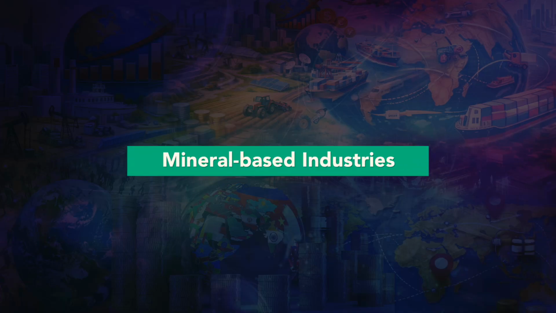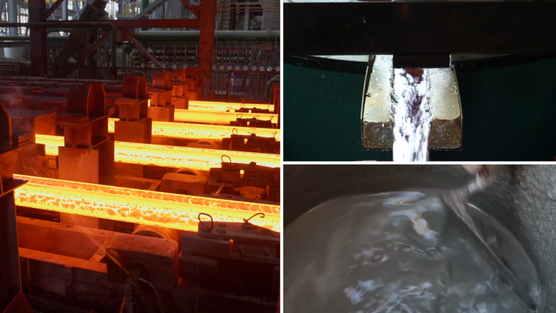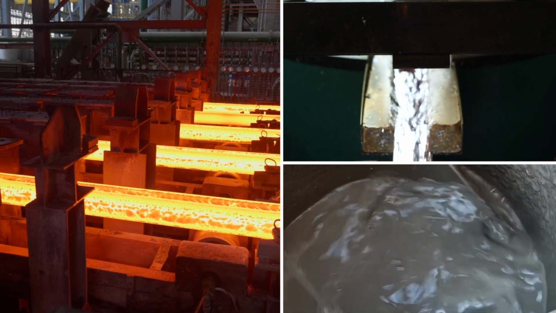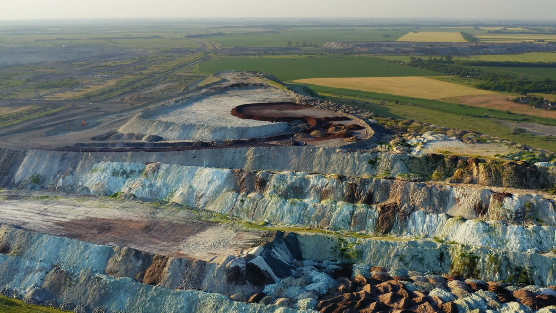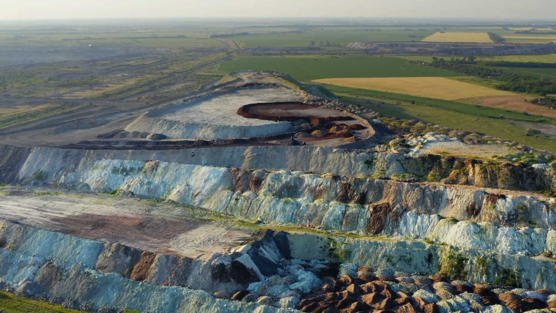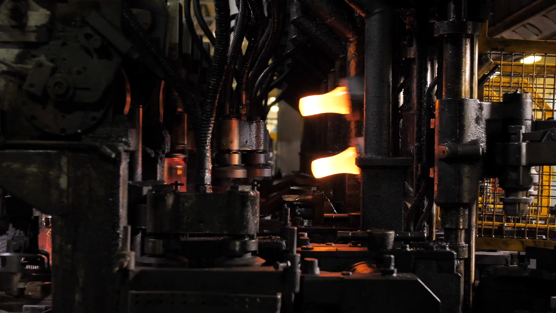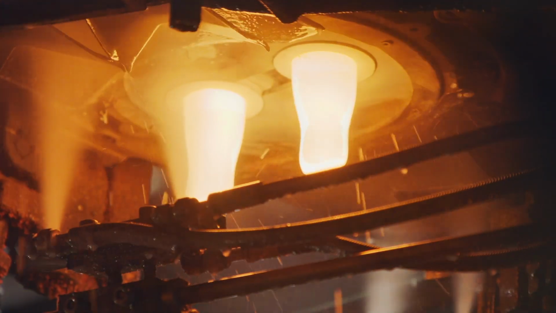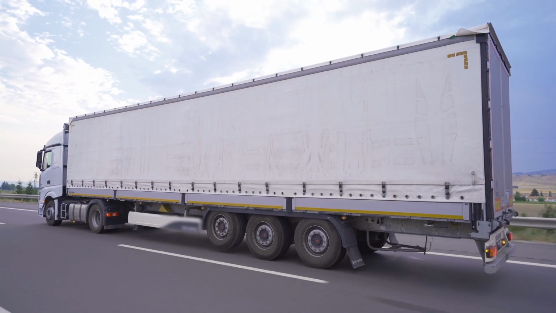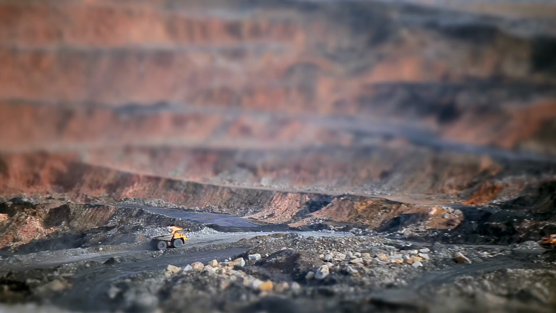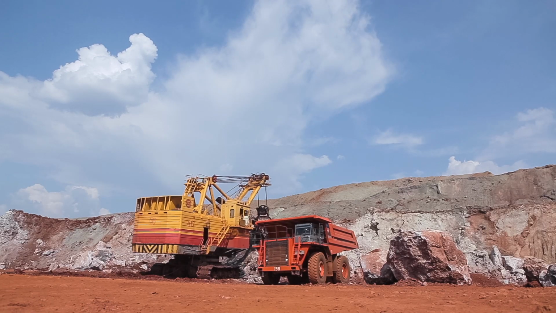Mineral-based industries. These industries use minerals and metals as raw materials. Examples: iron and steel, aluminium, cement, etc. These industries are strongly linked to mining regions where minerals are extracted, power supply, because processing minerals often requires a lot of energy, and transport, to move heavy and bulky materials. Many mineral-based industries form the backbone of heavy industrialization.